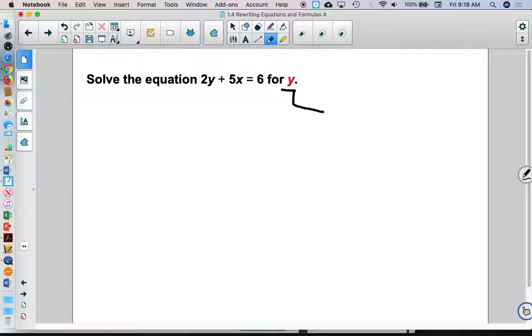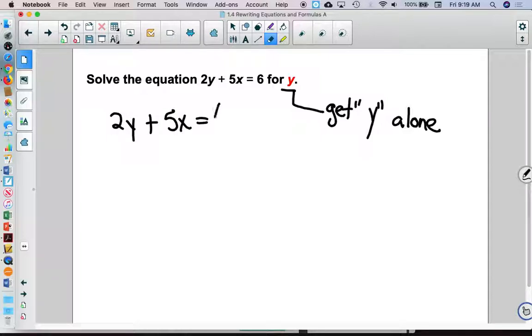That means get y alone. Okay? Alice, for this one, tell me what to do. Well, you can do 2y plus 5x equals 6. You just write that out. And then you can divide on both sides. Your 2y divided by 2 and 6 divided by 2.